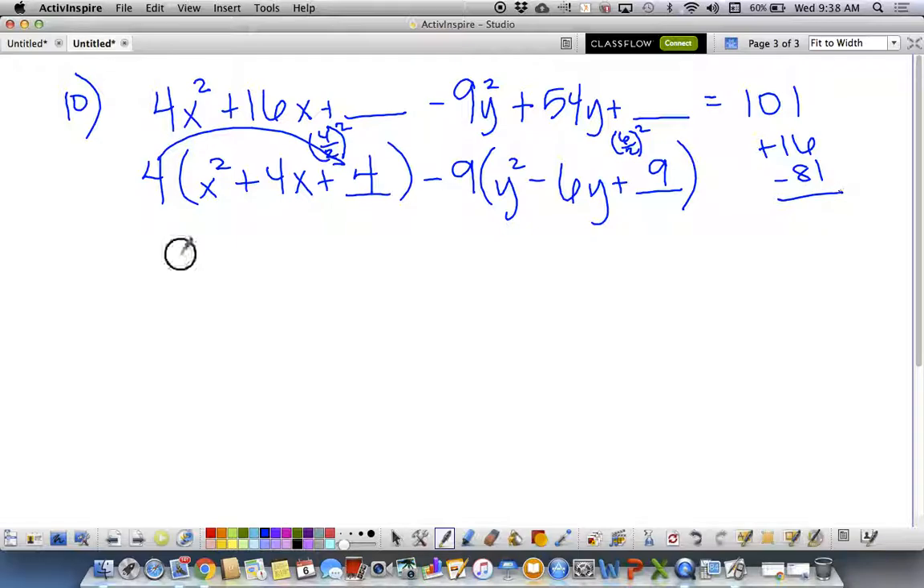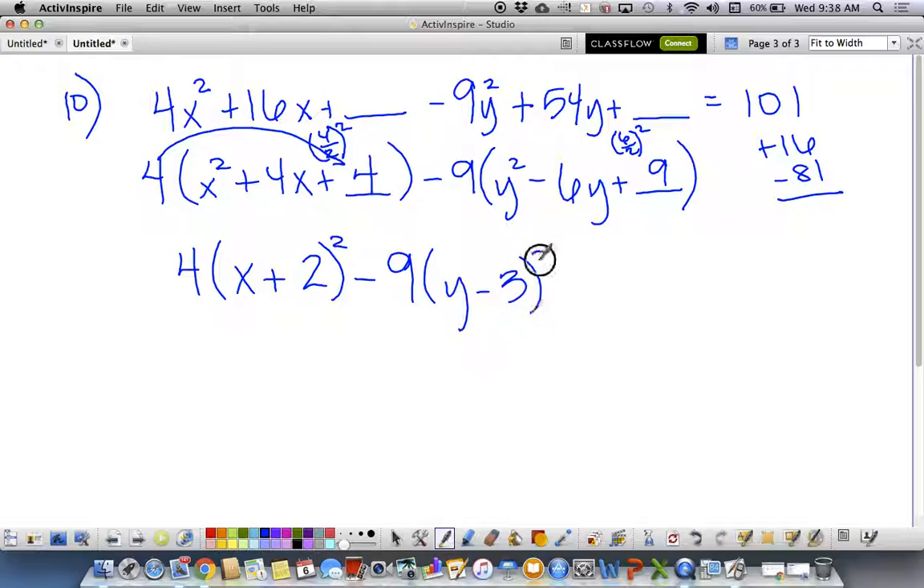So now how does this factor? Our x squared plus 4x plus 4 factors into x plus b over 2, which is 2 squared, minus 9, y plus b over 2, which is really a negative 3 squared, equals, and I think that this all turns out to be 36 on the right side. How nice is that? So that's your answer? No, we are not near done.